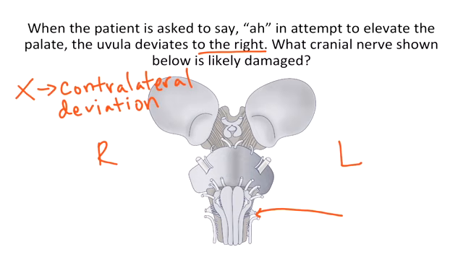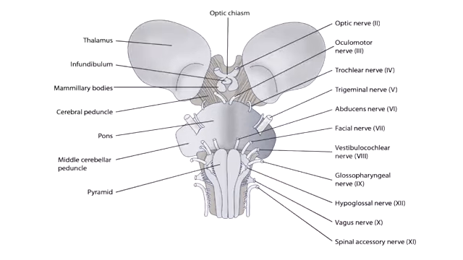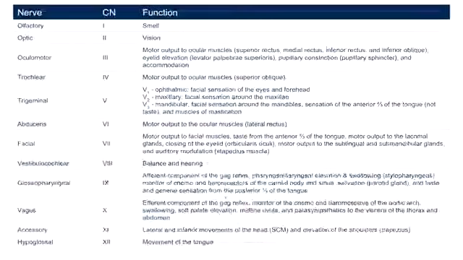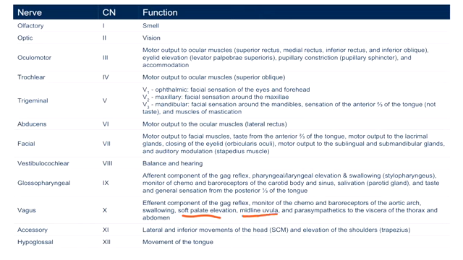If we look at figure 8.22 again, we can see all of the cranial nerves labeled. Again, this is figure 8.22. We can see the vagus nerve is right here. From table 8.1, we can see that the vagus nerve is responsible for elevating the soft palate and keeping the uvula midline. Okay, let's do another question.